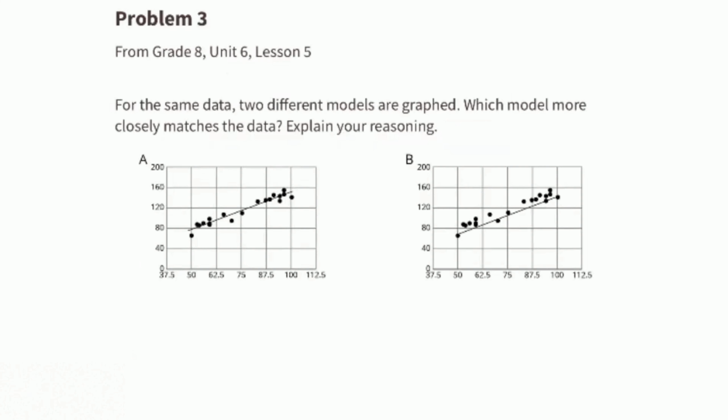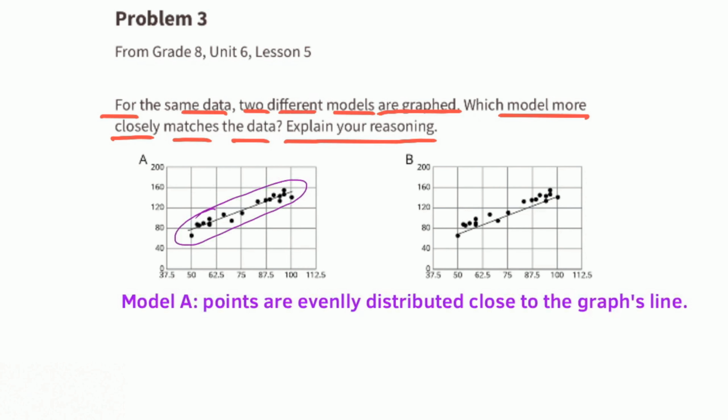Problem number 3 from 8th grade Unit 6, Lesson 5. For the same data, two different models are graphed. Which model more closely matches the data? Explain your reasoning. Let's look at Model A. The points are evenly distributed and close to the graph's line.